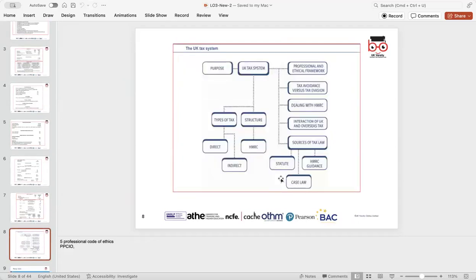Again, the UK tax system serves several purposes, including funding government expenditure, redistributing wealth, influencing economic behavior, and promoting social objectives.